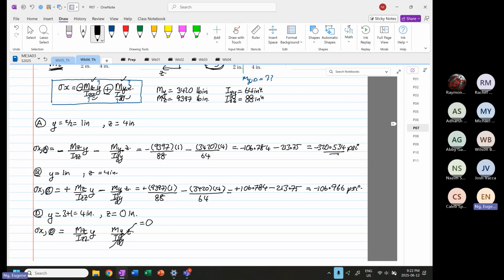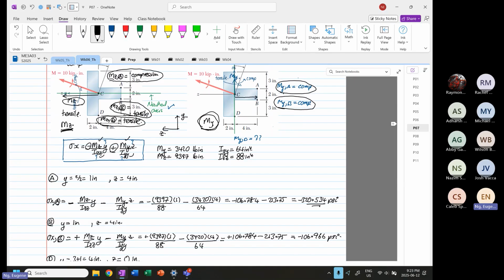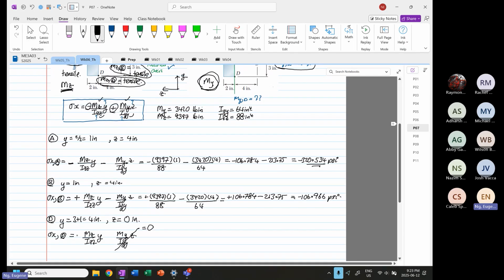Then you look at Mz, the moment about Z. At point D, we also know that it's tensile because it's at the tail end of the moment vector. So it's going to be positive. So this will be equal to M, which is 9397, Y is 4, and divide by 88. So 9397 times 4 divided by 88 is equal to positive 427.136 psi.